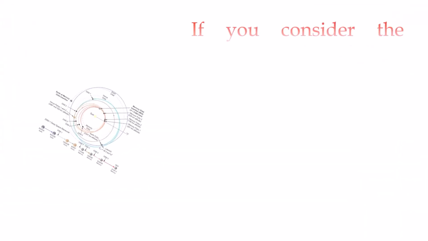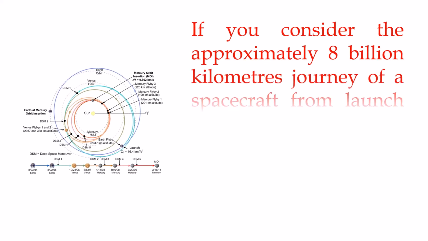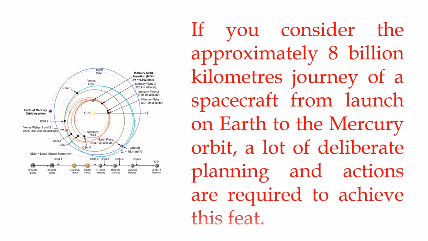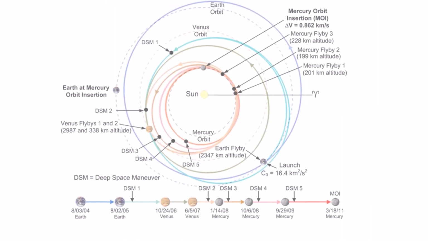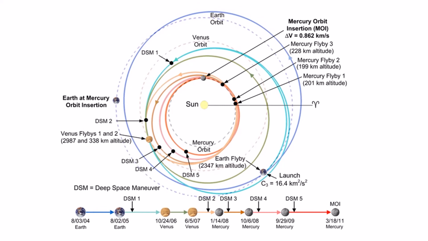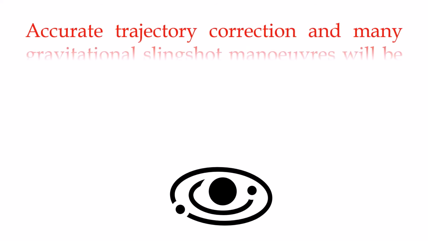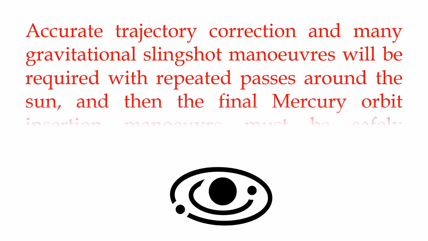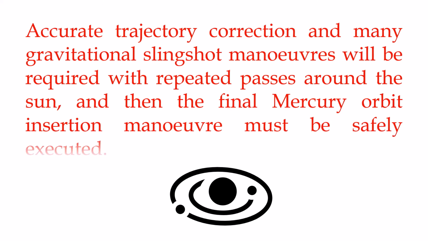If you consider the approximately 8 billion kilometers journey of a spacecraft from launch on Earth to the Mercury orbit, a lot of deliberate planning and actions are required to achieve this feat. Accurate trajectory correction and many gravitational slingshot maneuvers will be required, with repeated passes around the Sun, and then the final Mercury orbit insertion maneuver must be safely executed.